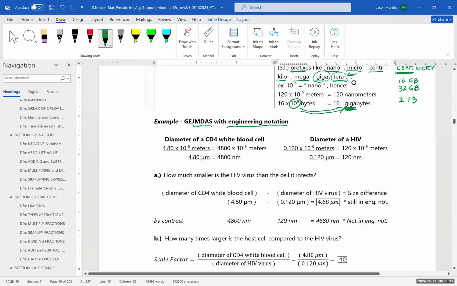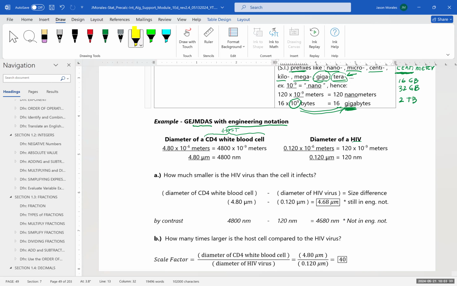So let's look at an example that we've already looked at, and that is the diameter of the CD4 white blood cell, which is the host cell for the HIV virus. So in scientific notation, the diameter of the white blood cell is 4.80 times 10 to the minus 6 meters. And what's convenient about this in scientific notation is that this exponent is already a multiple of 3.